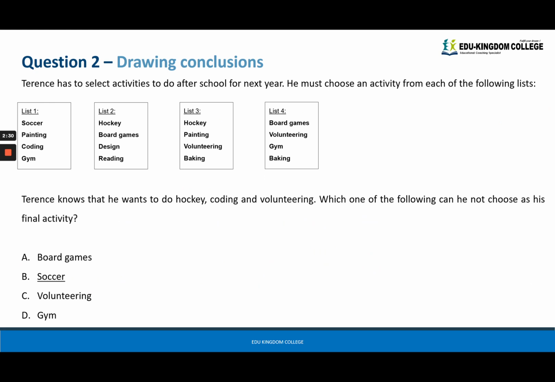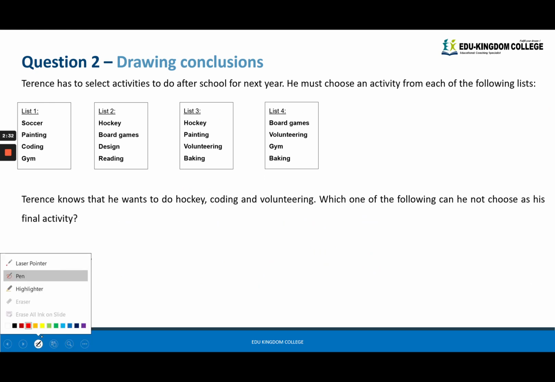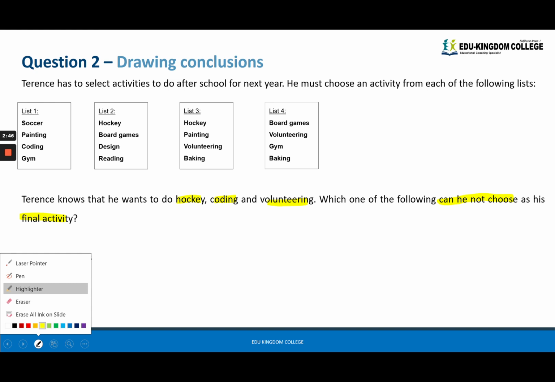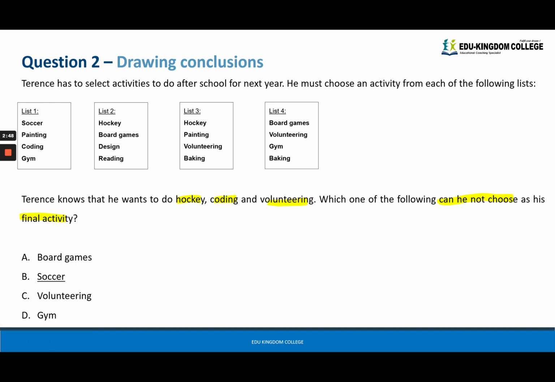Next question. Terence has to select activities to do after school next year. He must choose from each of the following lists. Now he knows he wants to do hockey, coding, and volunteering. Which of the following can he not choose in his final activity list? Okay, so we want to locate where these activities are. So we have coding here. And notice how coding is in none of the other ones.